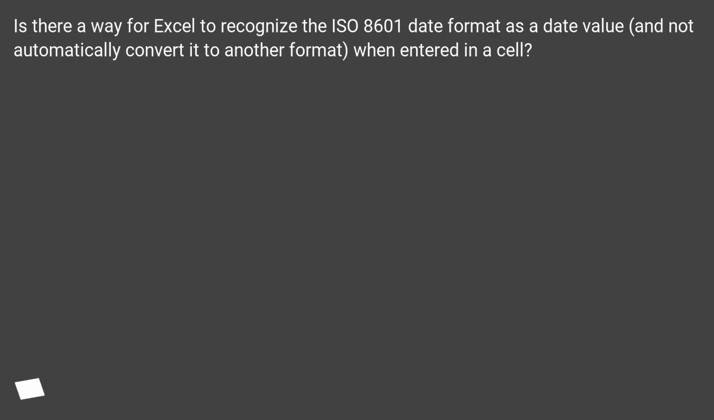Is there a way for Excel to recognize the ISO 8601 date format as a date value, and not automatically convert it to another format, when entered in a cell?